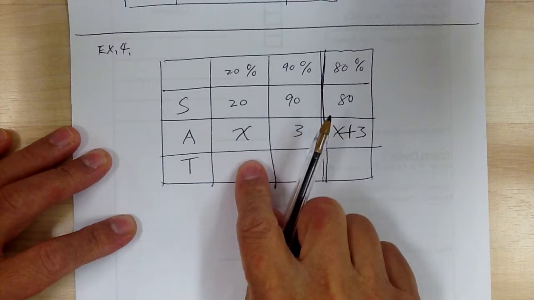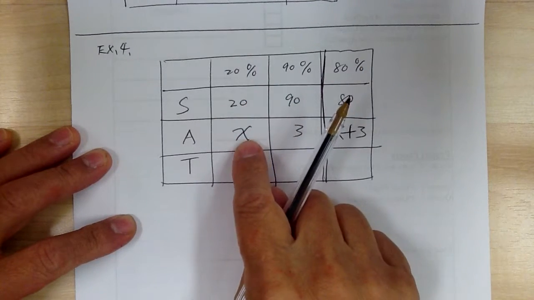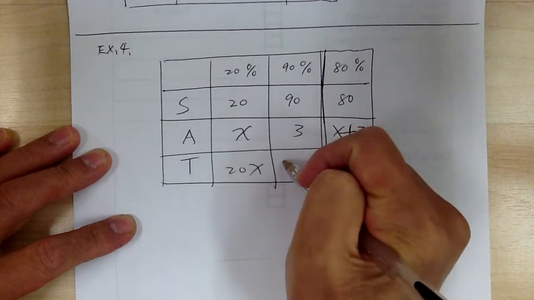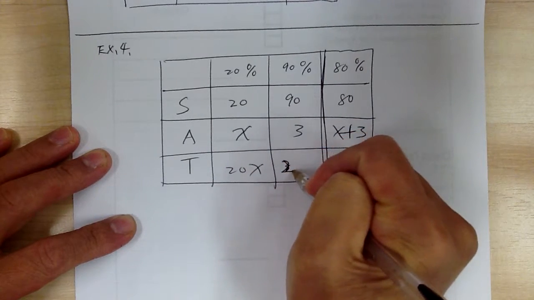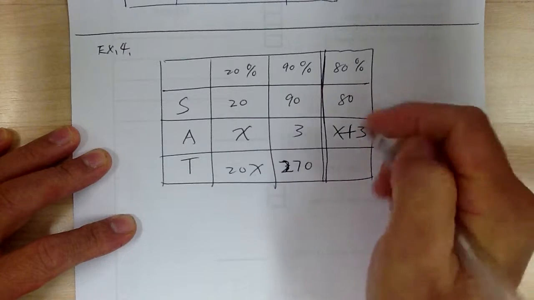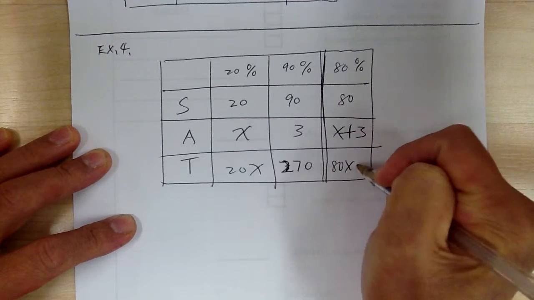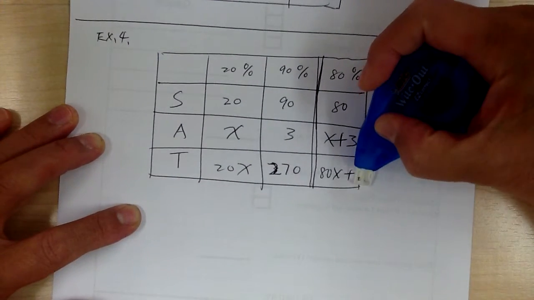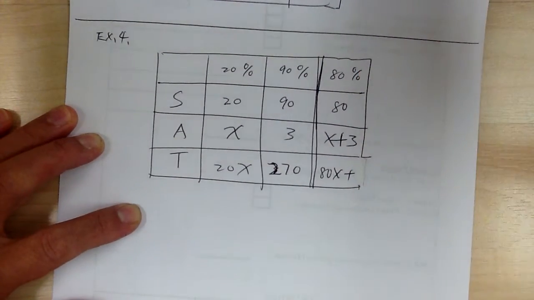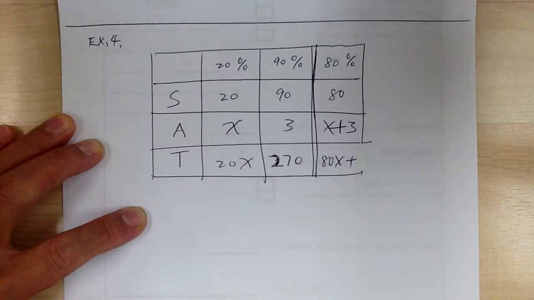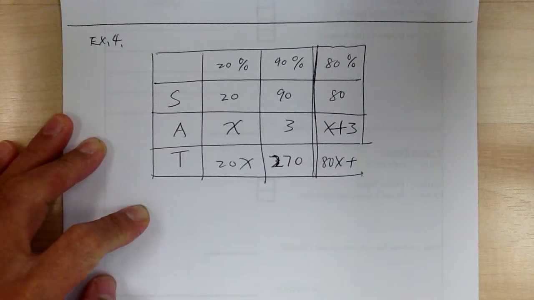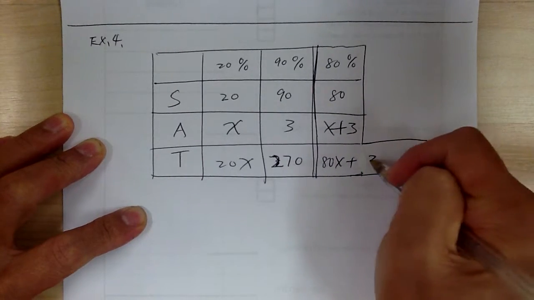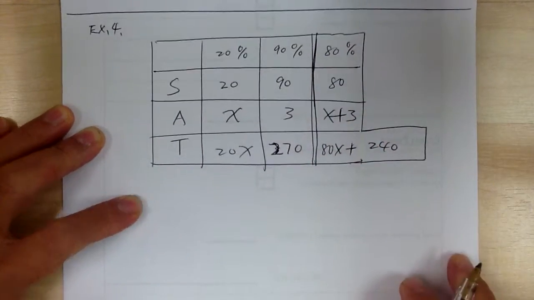And you multiply down. So 20%, and you have this amount, so the alcohol inside would be 20x. This would be 270. And this one would be 80x plus, I don't have enough space, so let's give a little bit of space. It's okay to change a little bit, you can make the box bigger. So it'll be 240.